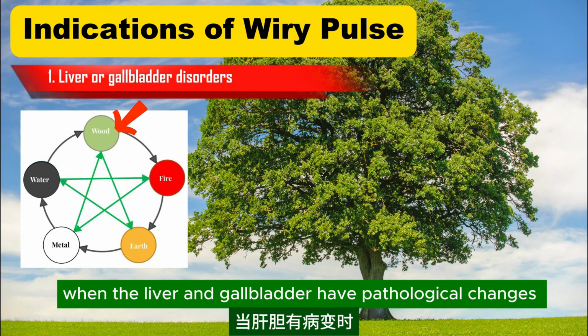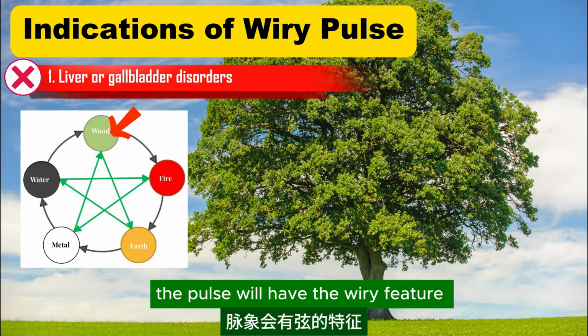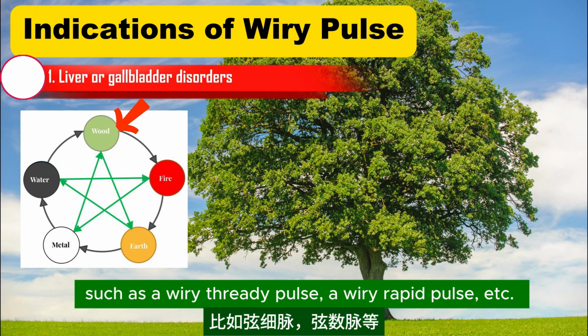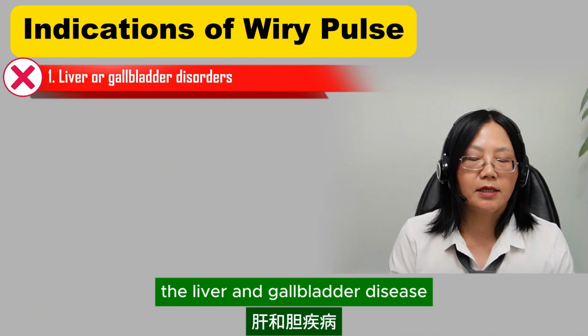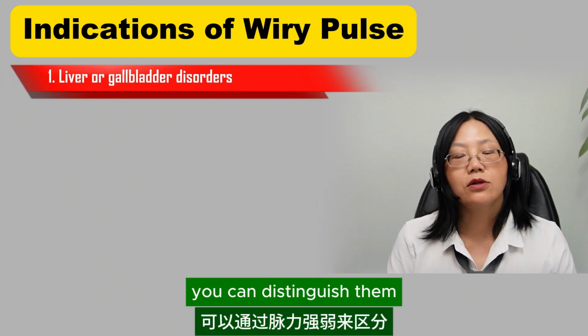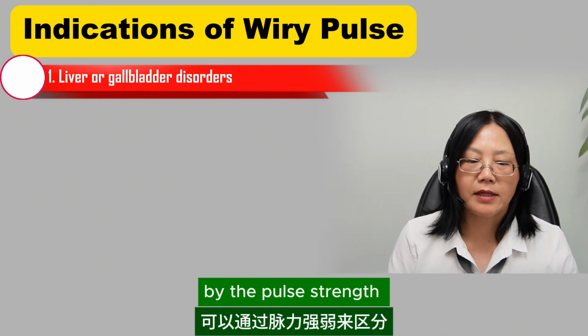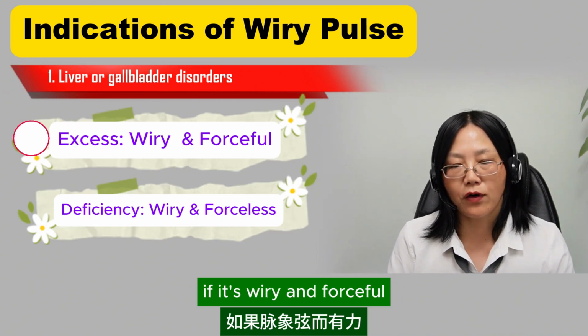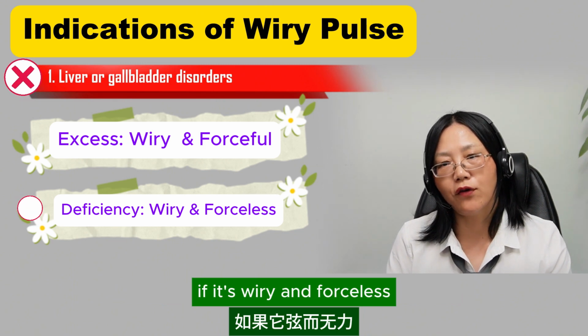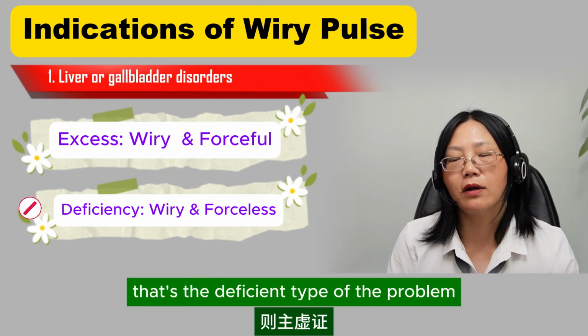When the liver and the gallbladder have pathological changes, the pulse will have the wiry feature and other accompanying pulse features, such as a wiry thready pulse, a wiry rapid pulse, etc. The liver and gallbladder disease can also be divided into deficiency and excess patterns. You can distinguish them by the pulse strength. If it's wiry and forceful, that must be the excess type of problem. If it's wiry and forceless, that's the deficient type of problem.